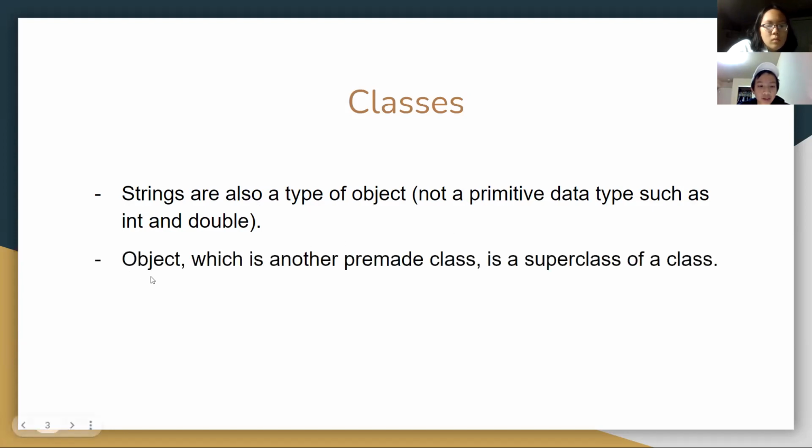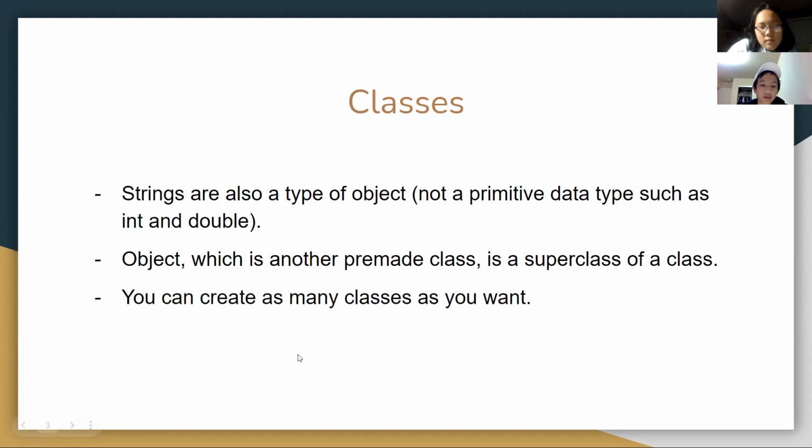And Object, we'll talk about this later, which is another pre-made class, is a superclass of a class. So there are a bunch of pre-made classes in Java, and some of them, when you install Java, or when you use JDoodle or something, are already built in there. So you don't even need to import it because it's already there. You can just reference it. And Object is kind of like classes. It's just built in. And you can create as many classes as you want.